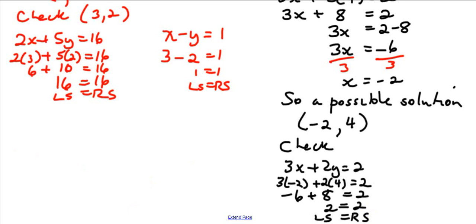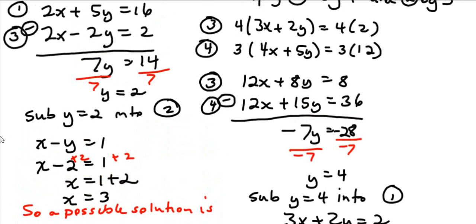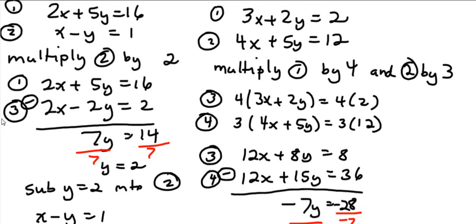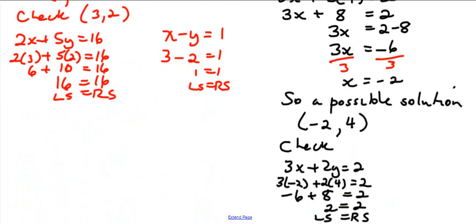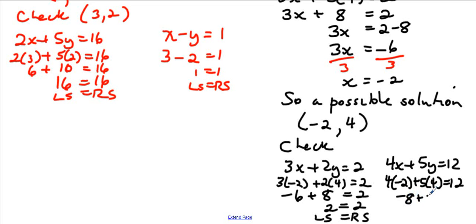Second equation, can't remember it. Go to the original, remember, 4x plus 5y equals 12. So let's check that one. So 4 times negative 2 plus 5 times 4 equals 12. Negative 8 plus 20 equals 12. 12 equals 12, and left side equals right side.